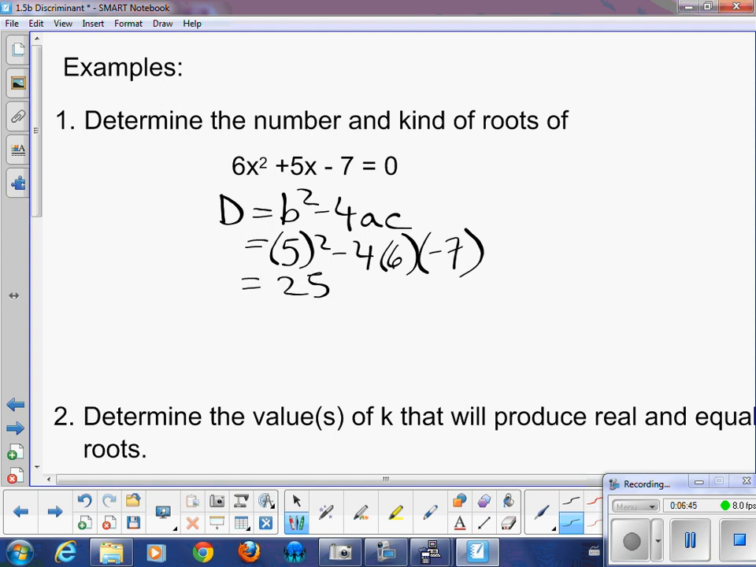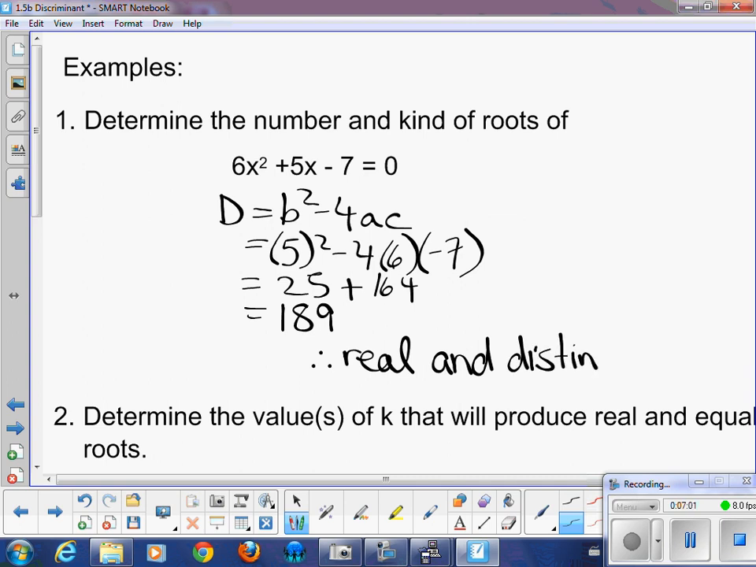So we have 25 plus 164, so we have 189. So because it's greater than 0, I know that I have real and distinct roots. So that's a really basic type question.